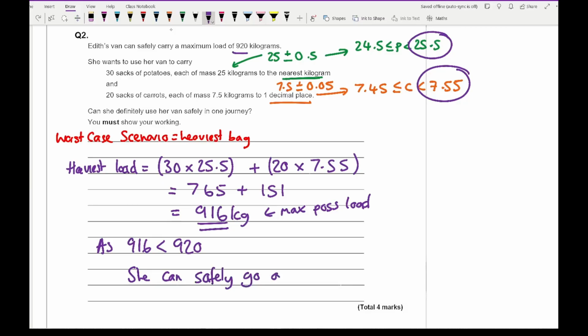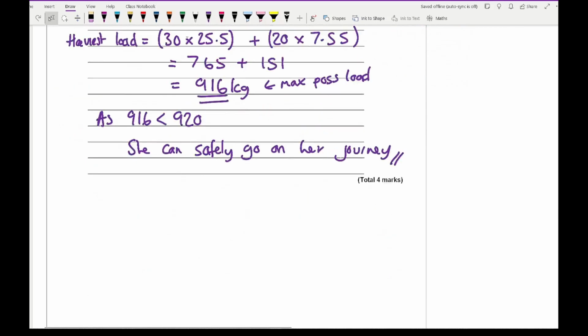So as 916 is less than 920, she can safely go on her journey. Something along those lines would be absolutely fine, but you definitely want to say yes or no to the original question, because that's what the question is. It's really important that you do answer what they are asking.